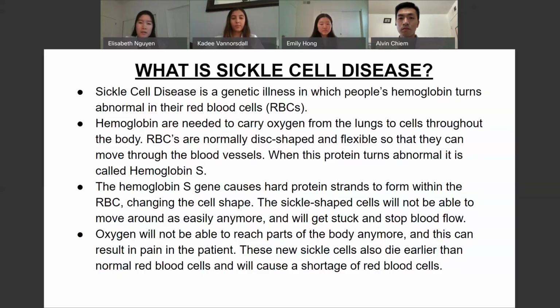Furthermore, sickle cells die earlier than normal red blood cells, and this will cause a constant shortage of red blood cells and result in low energy in patients.